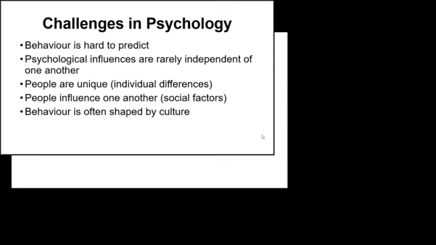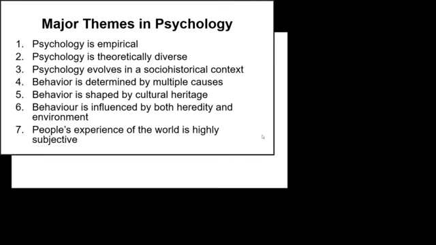So we need to keep all of these factors in mind. And this is going to lead us to our 7 major themes in psychology. So this is our big wrap-up slide here. So our first theme is the idea of psychology as an empirical field. So we're trying to be scientific, we're trying to have sort of our set way of doing things, we're trying to collect things in a scientific manner and evaluate it critically in order to produce good data.